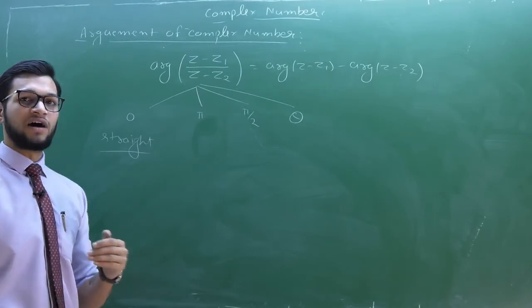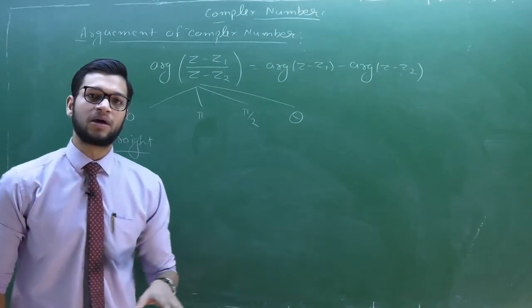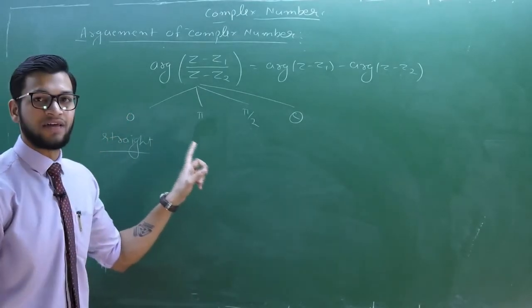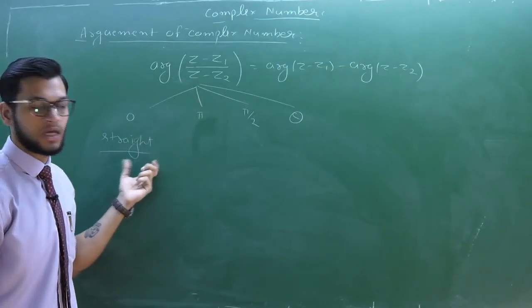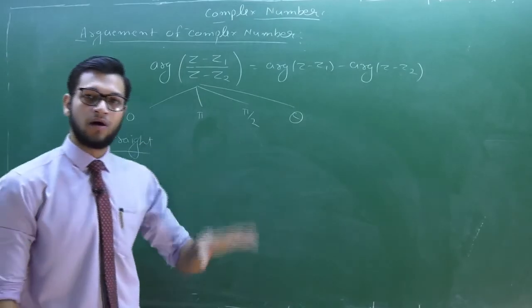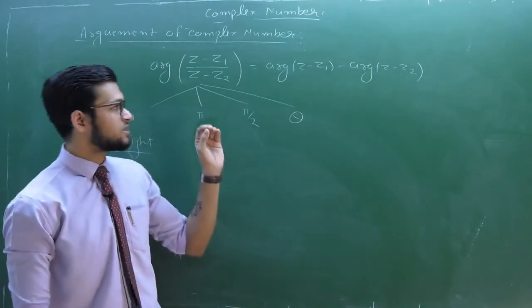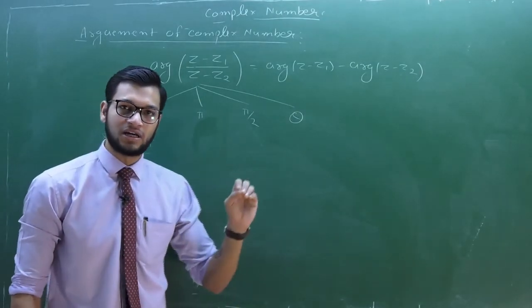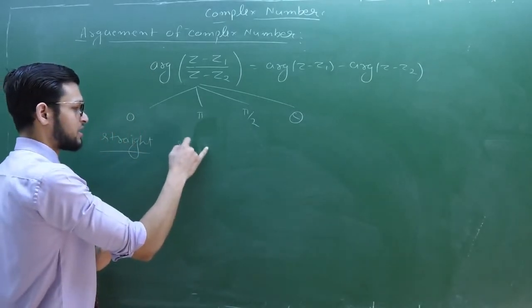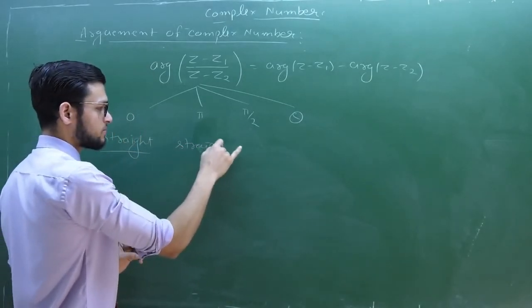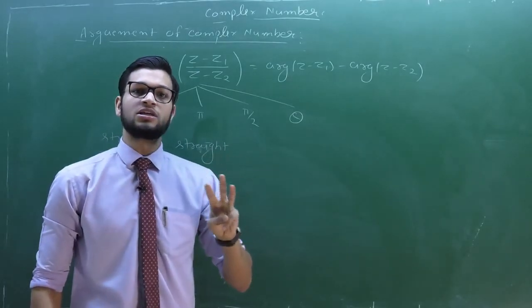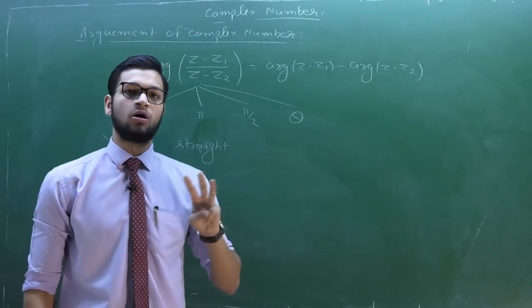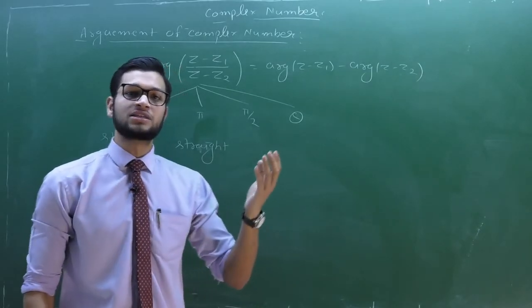So if argument of (z minus z1) upon (z minus z2) is equal to 0, then we can conclude that the locus of this point will be a straight line. Now we have pi. Again we can clearly say that this is only possible if it's a straight line. It means z, z1 and z2, all these three points are collinear, or all lie on a straight line.